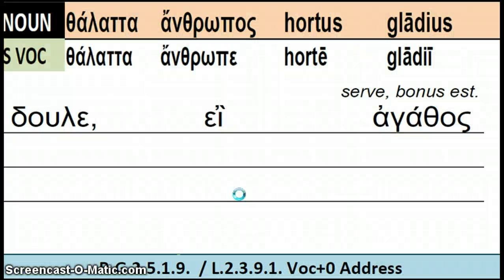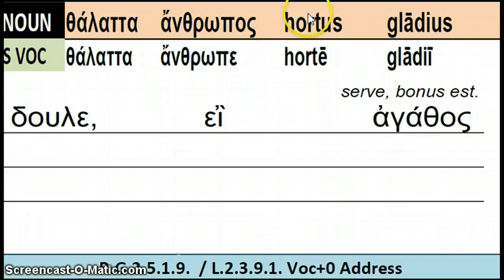So let's begin. Vocative case is a special case that is used to indicate address, or telling who you're talking to, such as if I said, comma, students, comma, let's get working, I would be using the vocative. Now, the Greek vocative as well as the Latin vocative looks just like the nominative. Thalatta, thalatta, piece of cake. Only exception, the masculine second declension noun. Anthropos to anthrope, short e.